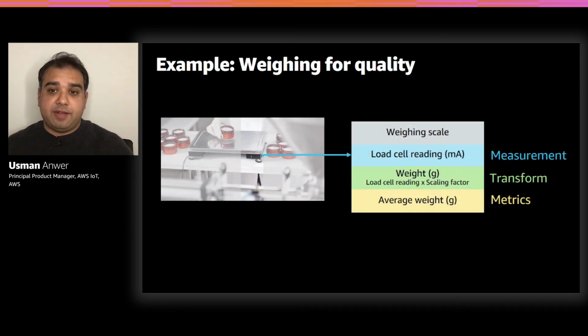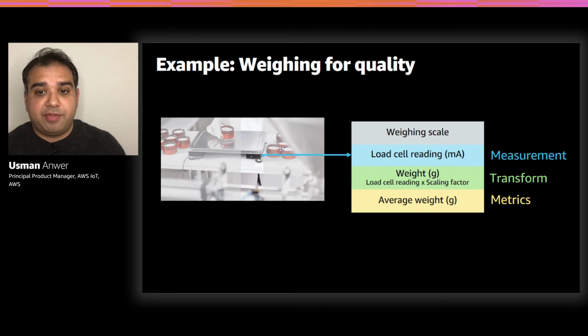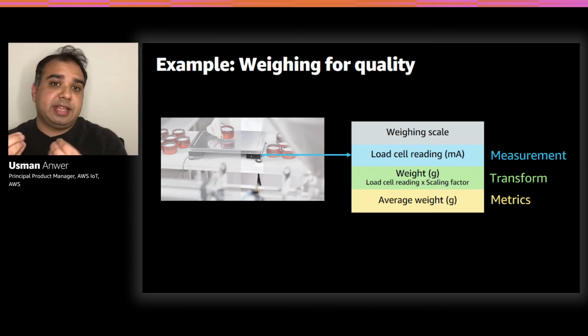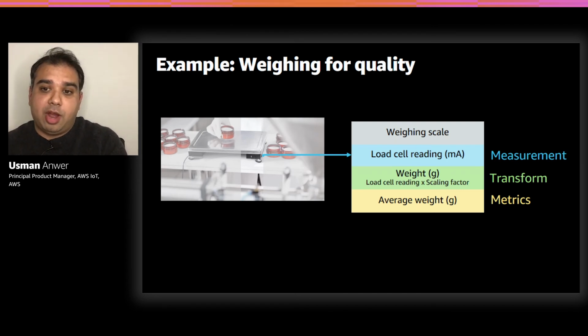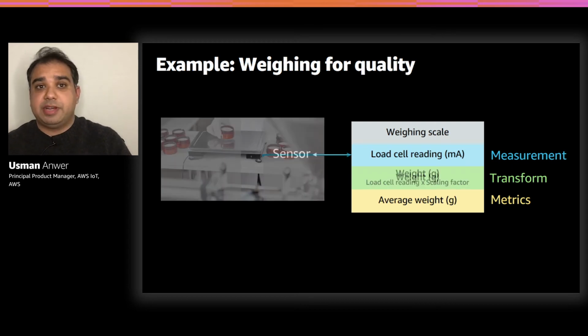This use case lends itself really well to edge data processing. The weighing equipment usually does not measure the weight of the product directly. Instead, it uses electrical signals that are coming from load cells that need to be processed into weight. With an asset model, you can transform the measurement coming out from load cells, which is often in milliamps, into weight in grams that can then be displayed to the operator. And then you can also compute metrics such as average weight for some additional insights.